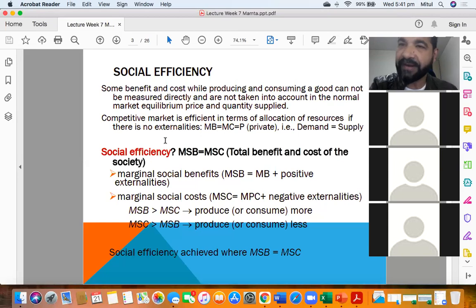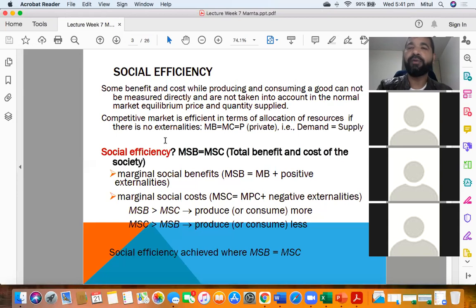Now, let me give you another example. When you make a transaction, two parties are involved: buyer and seller, or producer and consumer. When you produce or consume these goods, if a third party, other than the buyer and seller or producer and consumer, is impacted or affected, this is known as an externality. Make sense?